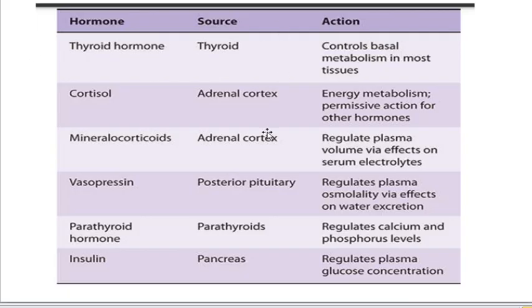Again, I had given you specific points: thyroid hormone is synthesized from the thyroid gland, cortisol and mineralocorticoids are produced from the adrenal cortex, vasopressin is produced from the posterior pituitary, parathyroid hormone is produced from the parathyroid, and insulin is produced from the pancreas.